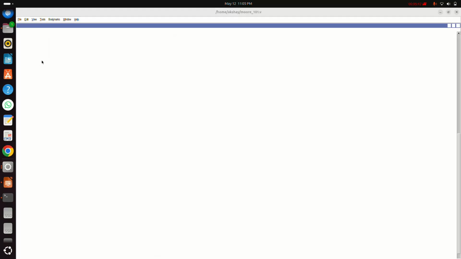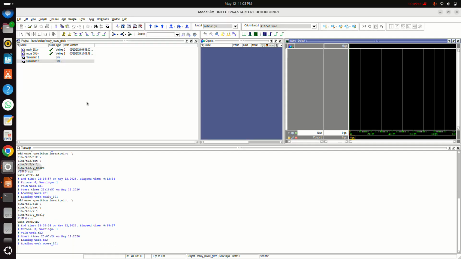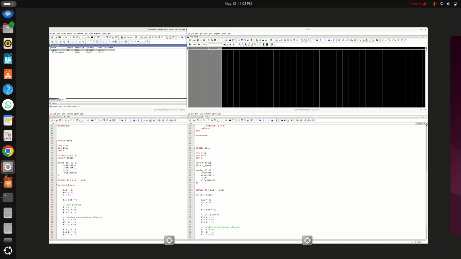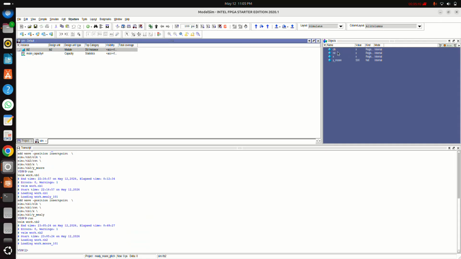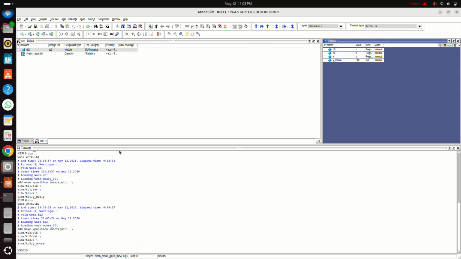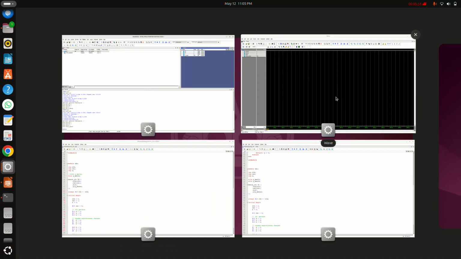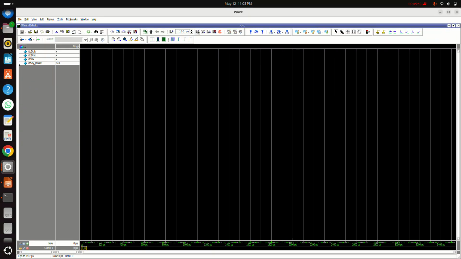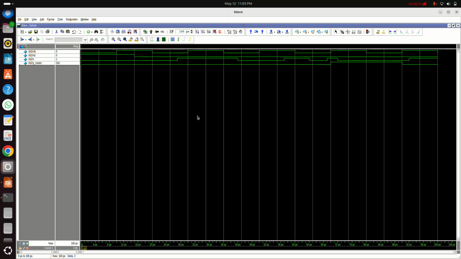So we will open our simulation report. Here are all our objects and we have to add them and just run it. So here is the waveform.